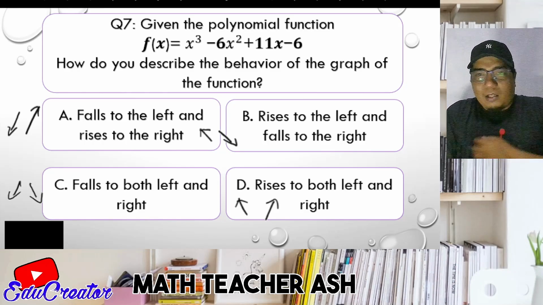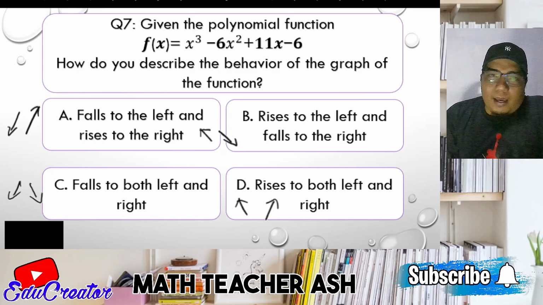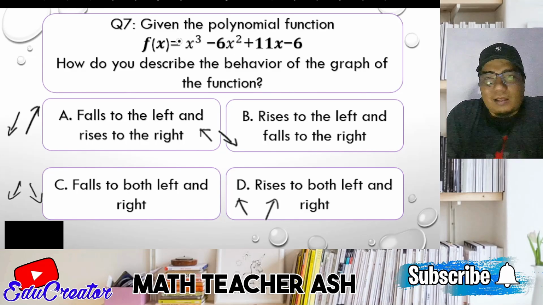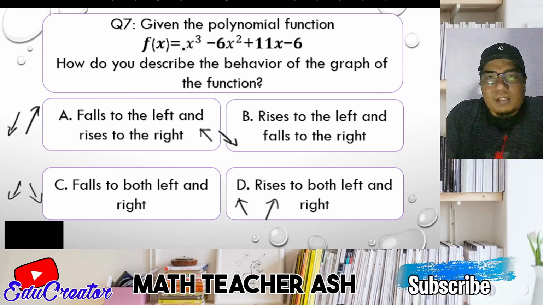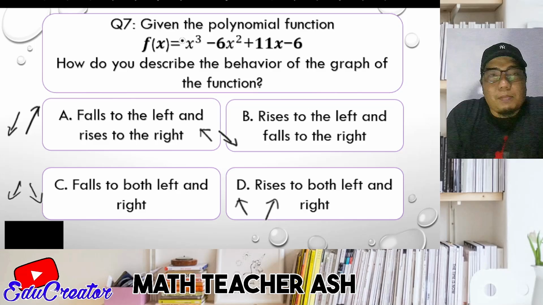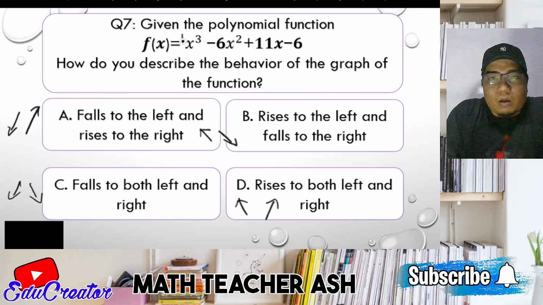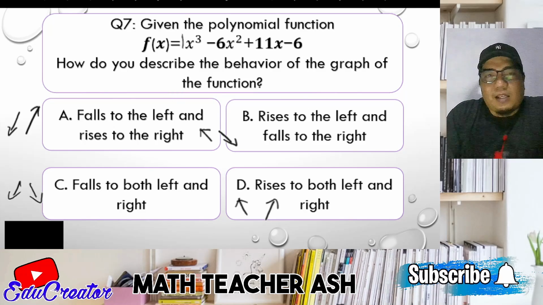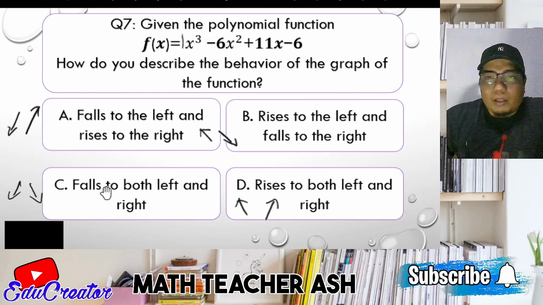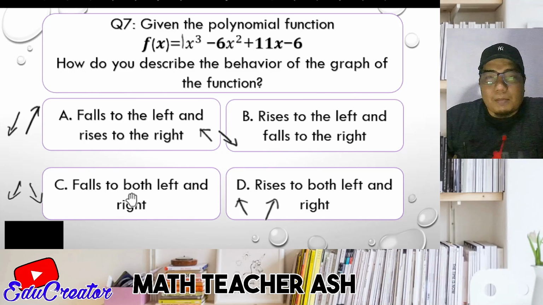Of course, ang technique dito is to check your A. Si A yung katabi ng inyong highest degree. So, this is our degree, right? Degree of 3. So, our A here is the coefficient. Wala tayong nakikitang number dito, my dear math learners. Ibig sabihin, meron siyang nakatagong 1. Now, if that is the case, it means it is positive. So, kapag positive, itong si letter B at si letter C, mali na yan.